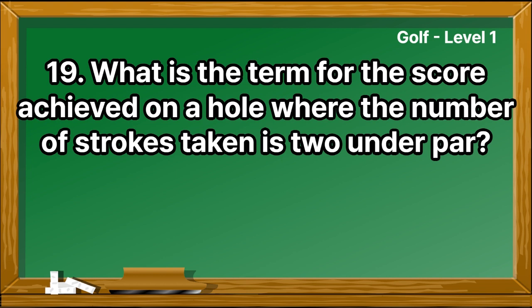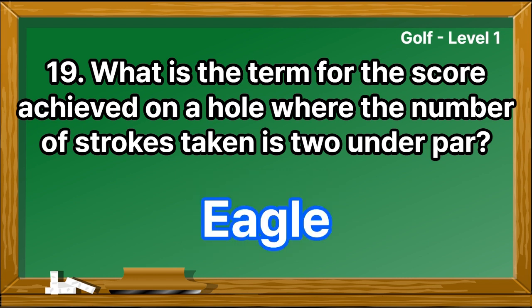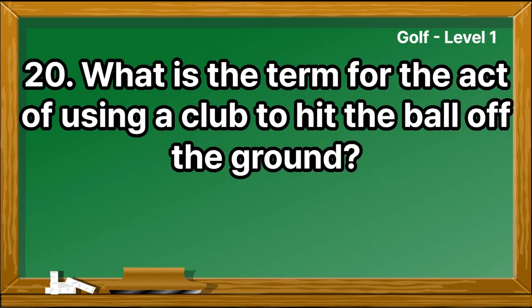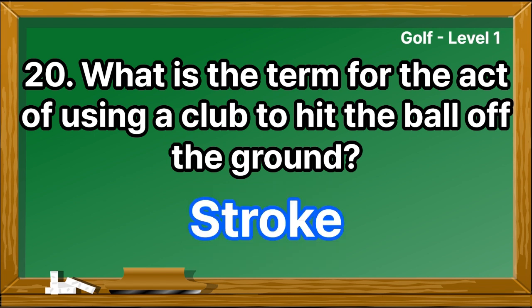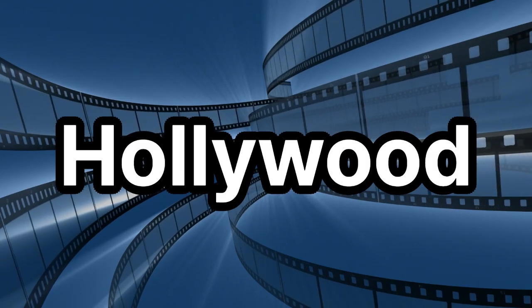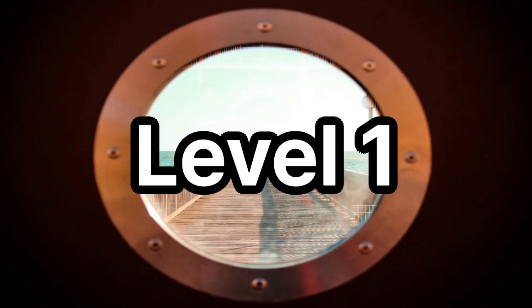What is the term for the score achieved on a hole where the number of strokes taken is 2 under par? Eagle. What is the term for the act of using a club to hit the ball off the ground? Stroke. Hollywood. Level 1.